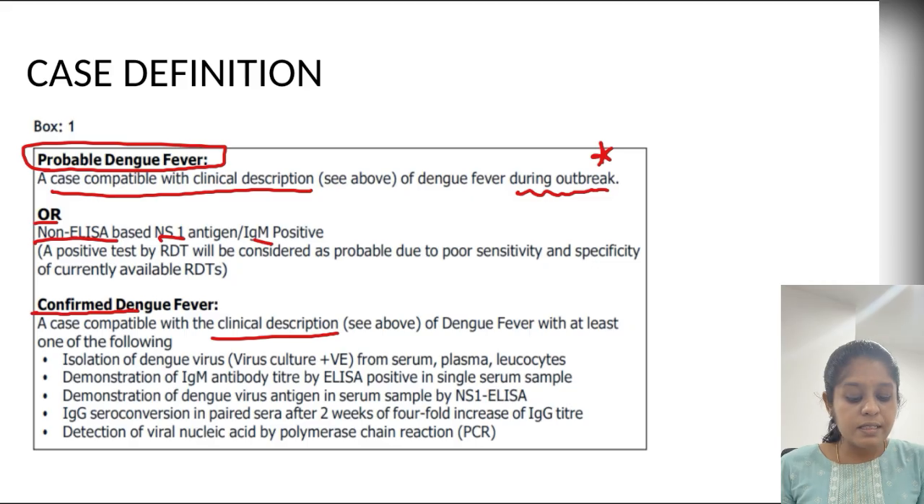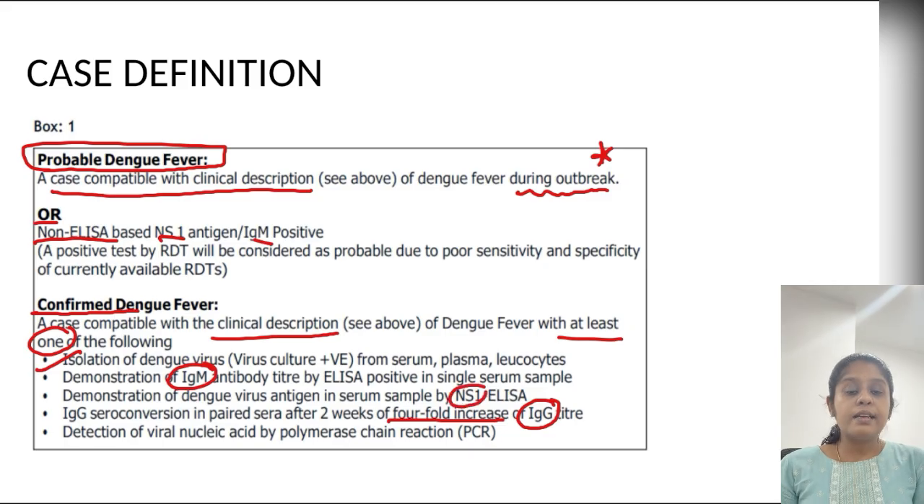A confirmed case of dengue fever is a case compatible with the clinical description that we mentioned, along with either of the following: isolation of the dengue virus from viral culture, demonstration of IgM by ELISA method, demonstration of a fourfold increase in IgG 2 weeks after the illness, demonstration of NS1 antigen with the ELISA method, or detection of viral nucleic acid by the PCR reaction.